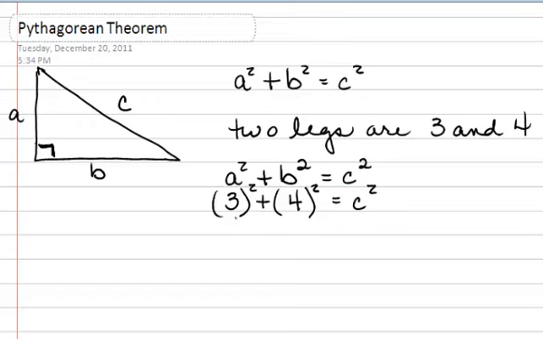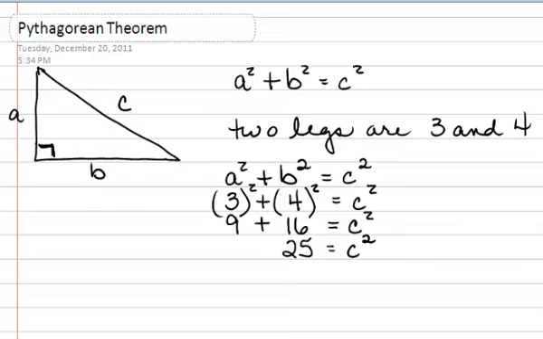You multiply 3 times 3 is 9, and 4 times 4 is 16. Remember, this is squared, not times 2. And that is equal to C squared. 9 plus 16 would be 25, and that would be C squared.